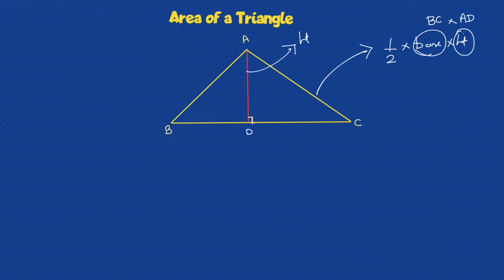And that will be AD. So half into BC into AD, half into base into height. And height is always your perpendicular. That is the first formula for area of a triangle. What is the next formula?